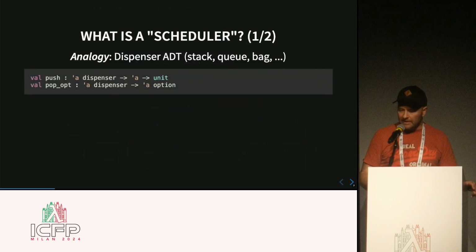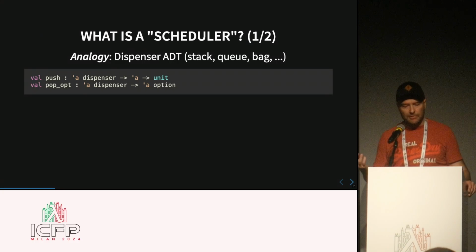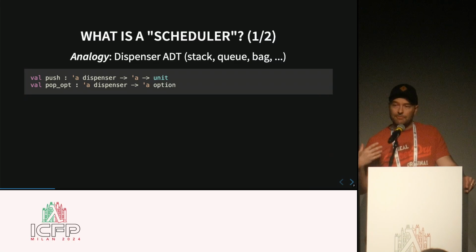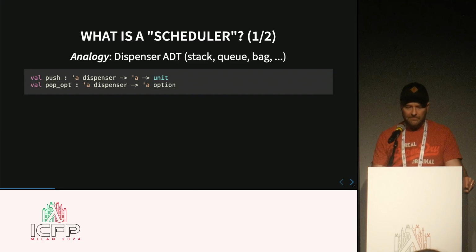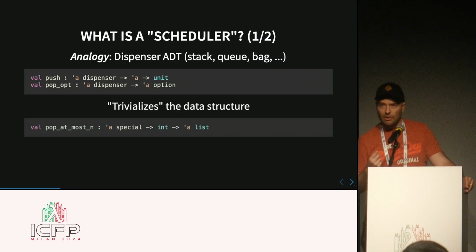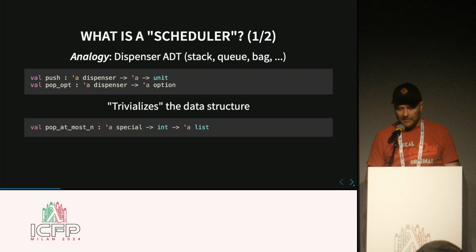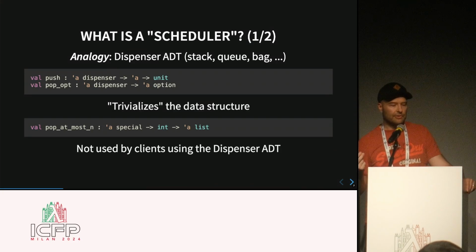And then the question is, what is the scheduler? Actually, in a previous session we had a talk about abstract data types or modules. But here's an example. We have a dispenser abstraction, so you can push things into a dispenser, and you can also pop things out of a dispenser. This could be a stack or a queue or a bag. And the thing is that this sort of trivializes the data structure. What I mean by this is that if you have additional operations on a special dispenser data structure, like an operation that can pop multiple elements in a single operation, then if your clients using the data structure only use the dispenser interface, they're not going to use this extra operation.